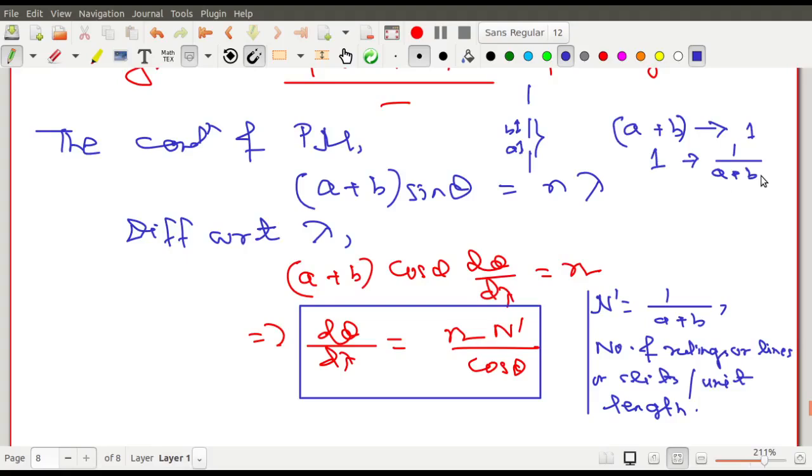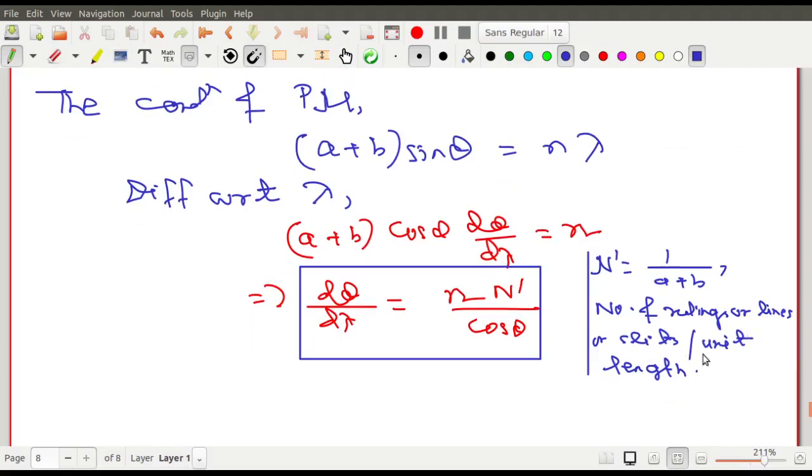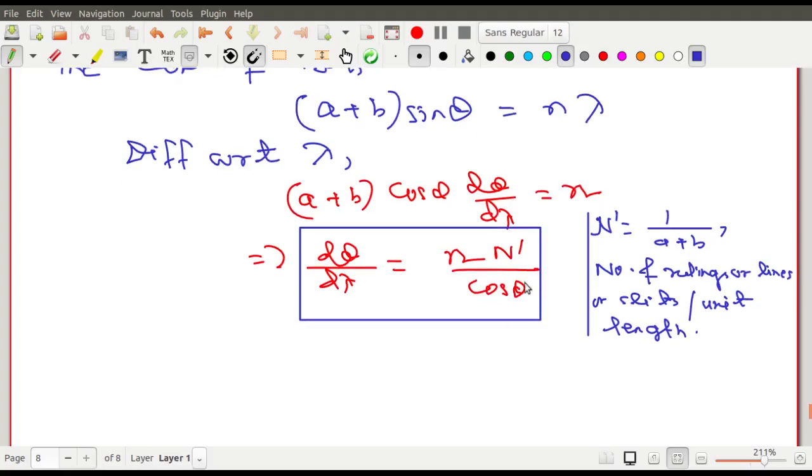এ বুঝেছো রে? a plus b দূরত্ব গেলে কটা স্লিট আছে? Moving a plus b gives you how many slits? Only one, this slit. এটা এখনো আসেনি. Moving a plus b gives you one slit. So moving unit distance gives you how many slits? 1 by a plus b. So that is why I put it n dash. n is the total number of slits, but n dash is the number of slits per unit length. ঠিক আছে, ইম্পর্টেন্ট কনসেপ্ট, বুঝে গেছো নিশ্চয়ই? So from the grating element you can find the number of slits per unit length. হয়ে গেল, number of rulings, lines or slits per unit length, and this is known as the dispersive power.